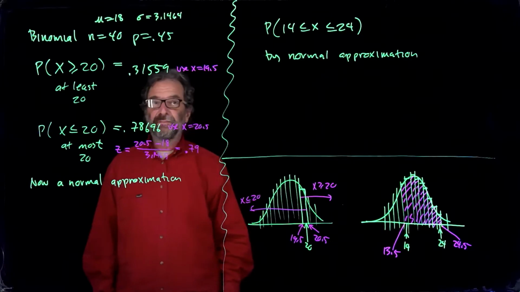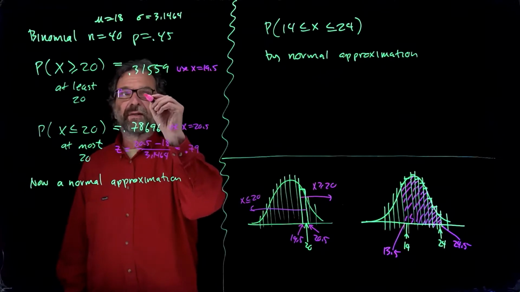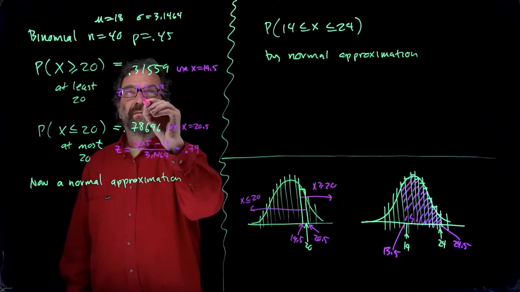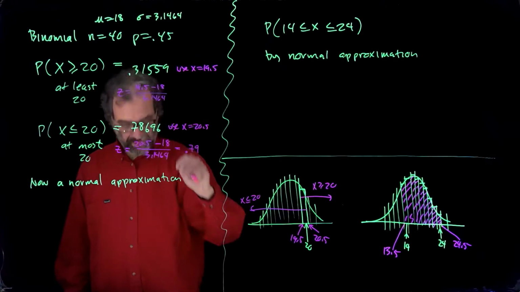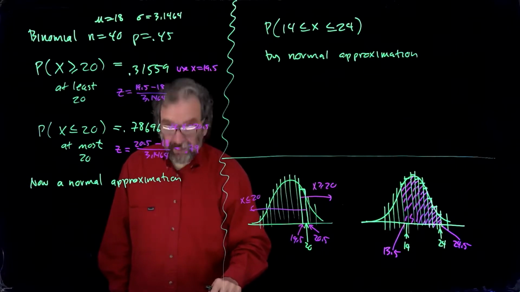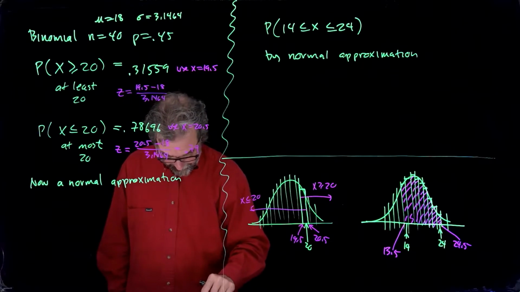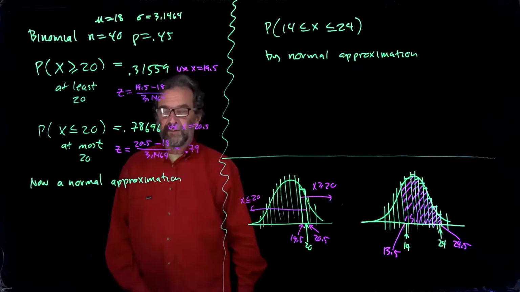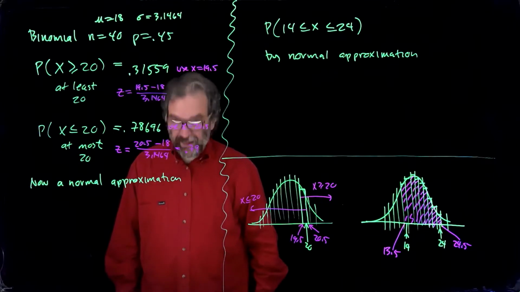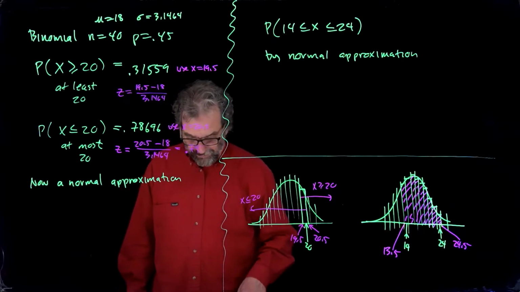Then we'll try the same thing here as long as we're making z's. 19.5 minus 18 over 3.1464. So we go 19.5 minus 18, and divide that by 3.1464. That's 0.4767, so 0.48 rounded.